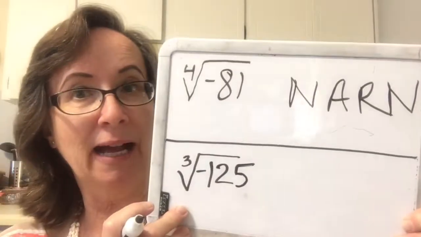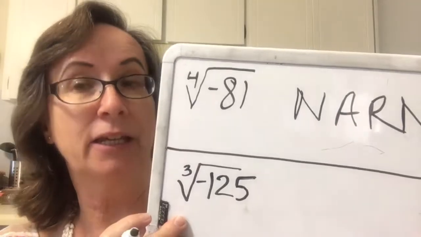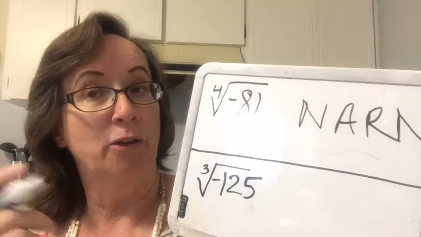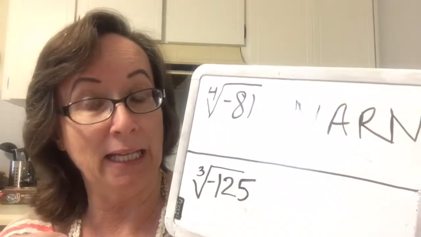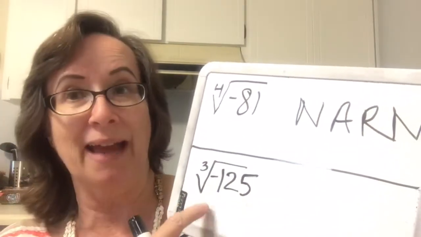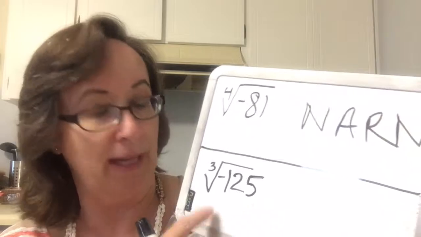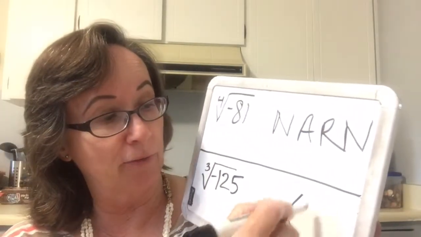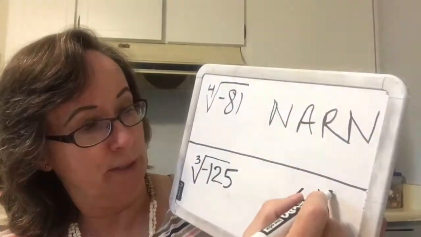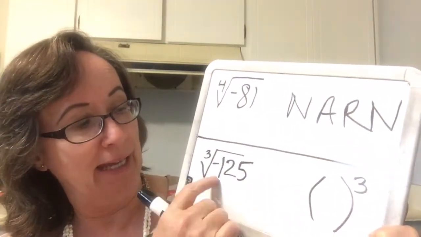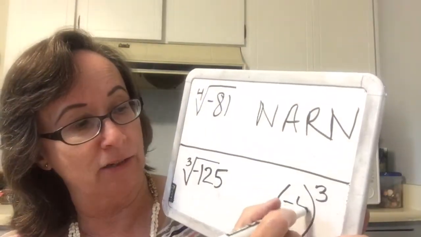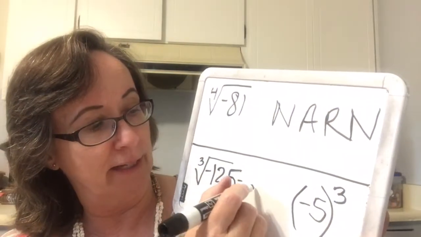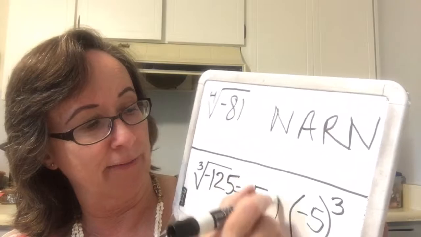But here, I've got a cubic root, and a cubed root is odd, and that means every 2 negatives makes a positive, so I'm going to have that leftover negative to make the answer a negative. So I'm looking for what cubed would give me a -125, and the answer is a -5. Therefore, the answer here is a -5.